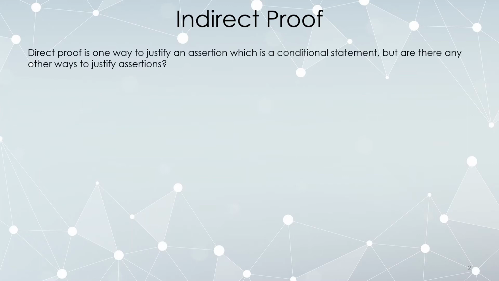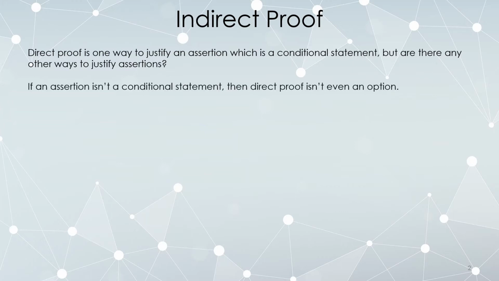So direct proof is one way that we can justify an assertion that we've made, but remember that assertion has to be a conditional statement. So are there other ways we can justify things? Specifically, what if we want to assert something that is not a conditional statement? Because if we assert something that is not a conditional statement, you can't even attempt direct proof. There's no hypothesis to assume, there's no conclusion to work towards.